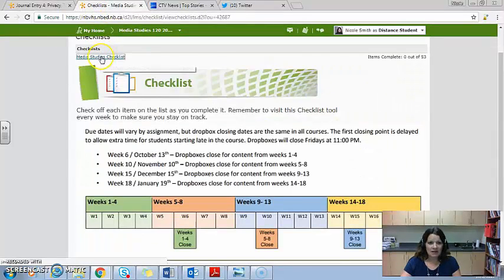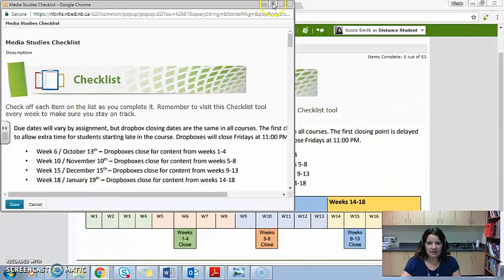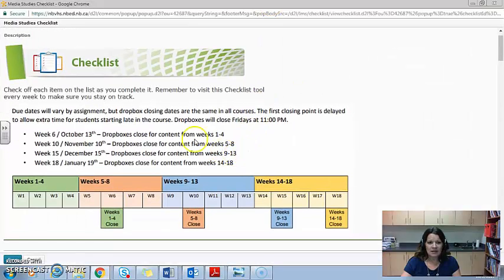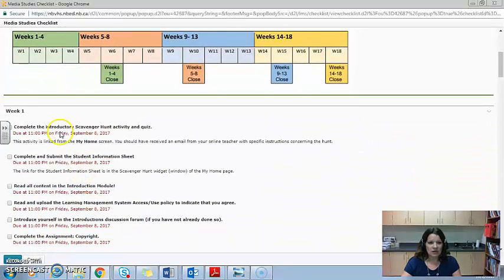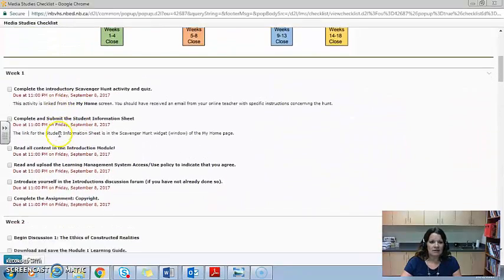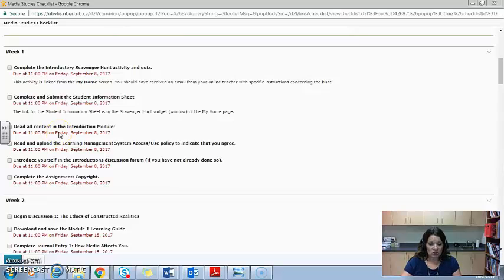The other thing I want to mention is that the checklist, as it stands, your first Dropbox closure is coming up real soon. It's next Friday, October 13th, and you have to have assignments from weeks 1 through 4 submitted by that time. So if you're looking at your checklist, your scavenger hunt and student information sheet, well, those have to be done before you can even get in the course.